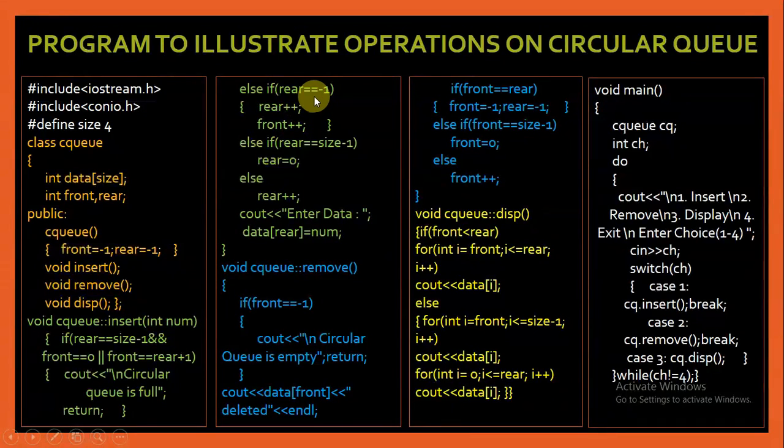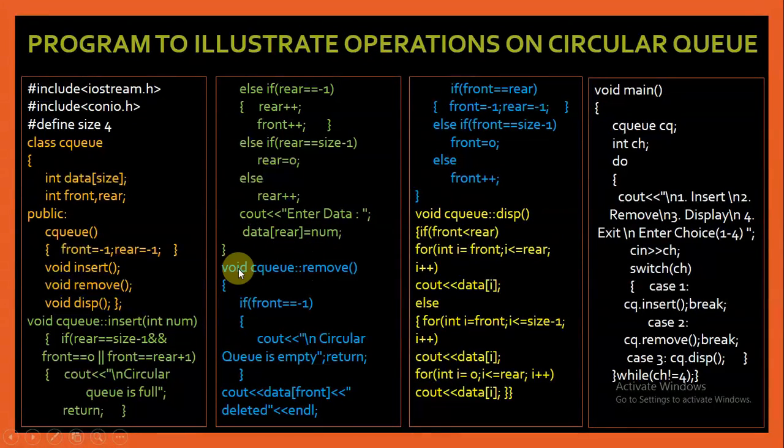If my queue is not empty, I will check if rear equal to size -1. It means rear has reached the end of the queue, and in that case, I will make rear equal to 0. Otherwise, I will simply increment rear by 1. After setting all this, I will simply assign the data to the required position: data at rear equal to the data.